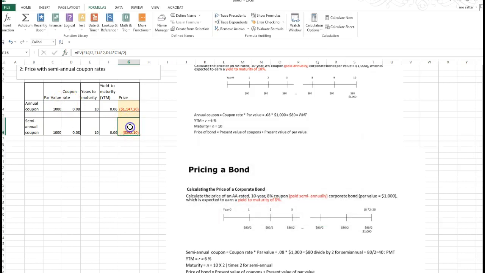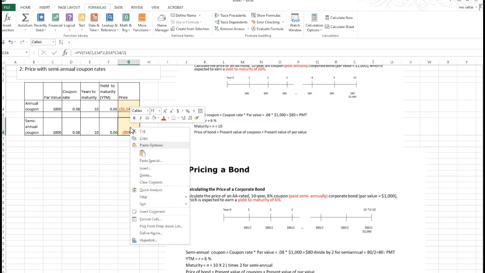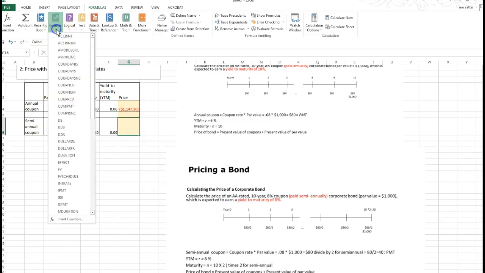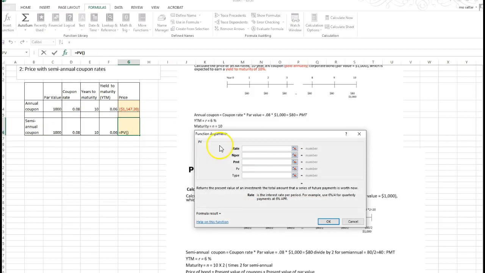I'm sorry. Let me just redo it. I forgot to put in the future value. So I'm going to clear the content, and we'll start again very quickly. I'm going to go to the present value again, and rate again, yield to maturity, but it's going to be divided by 2 because it is semi-annual. Number of periods is twice as many, so it will be years to maturity times 2, so that would be 20.